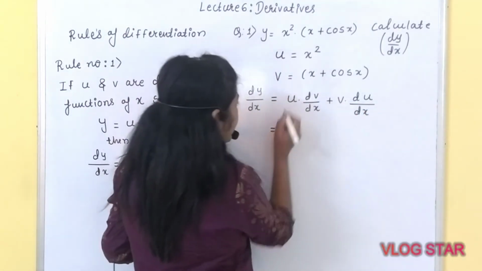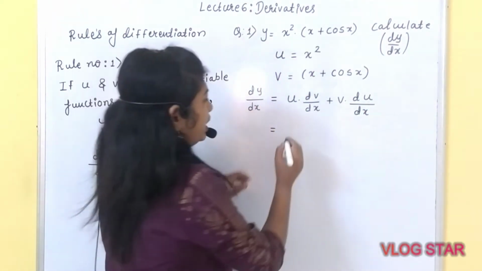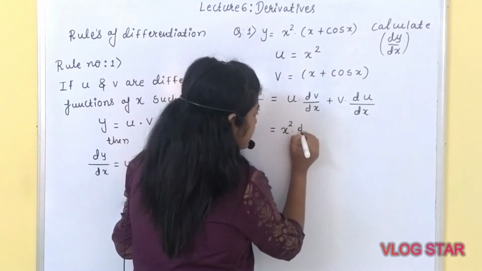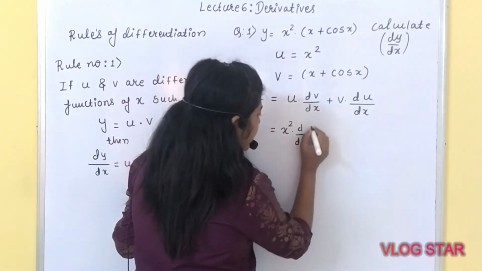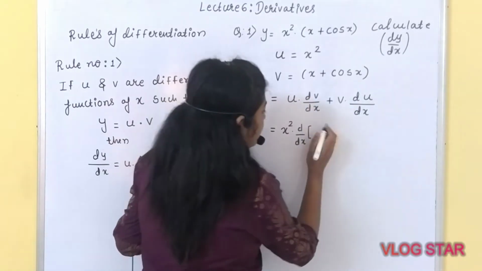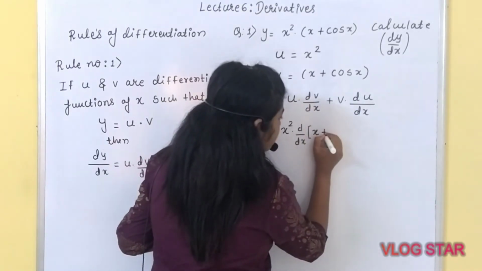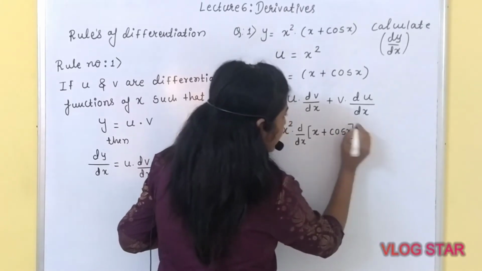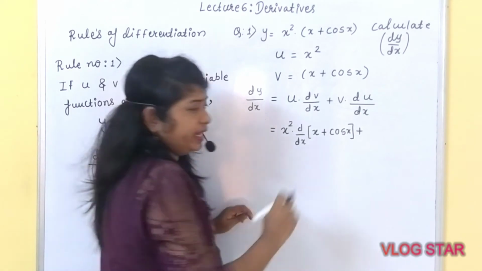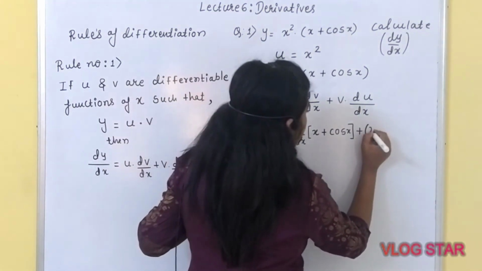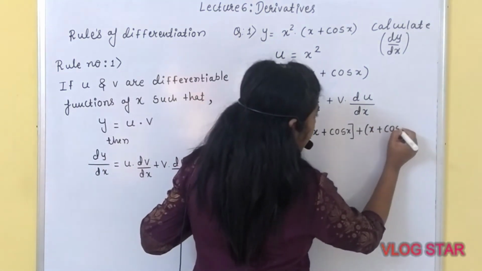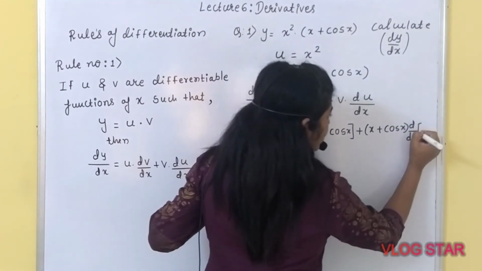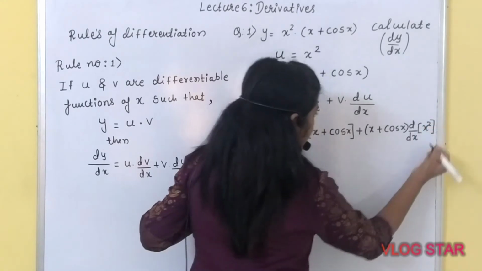Now what is u in our case? u is equal to x square. So you have to write x square as it is, into the derivative of v. So what is the value of v? You need to write x plus cos x. Similarly, then you have to put the addition sign, v as it is, x plus cos x as it is, into the derivative of u, that is x square.